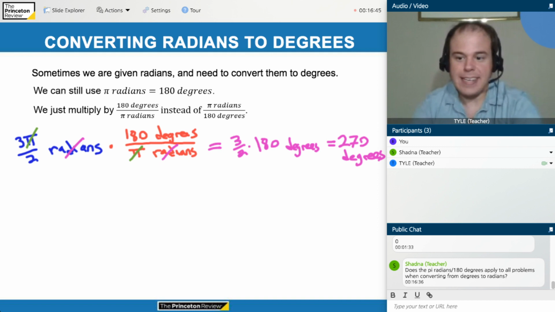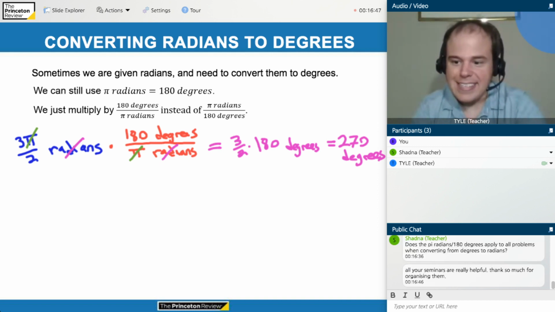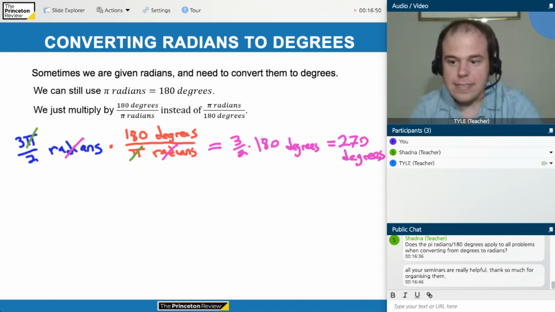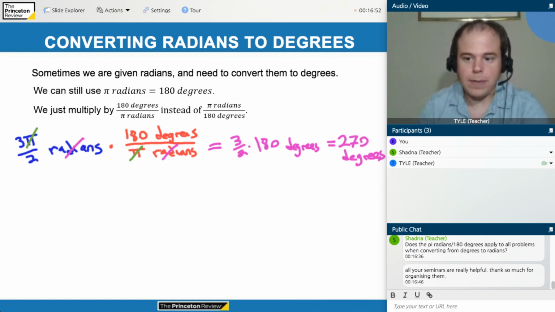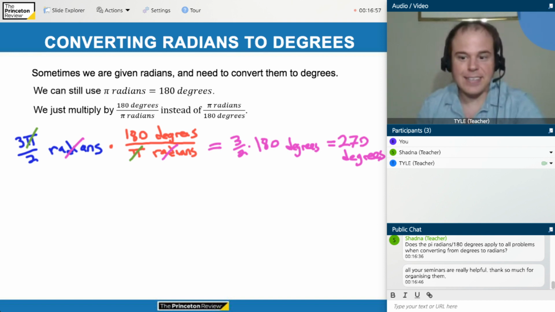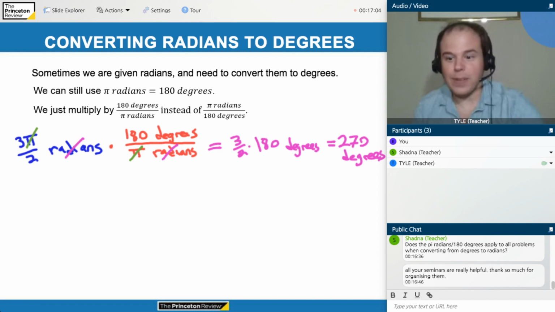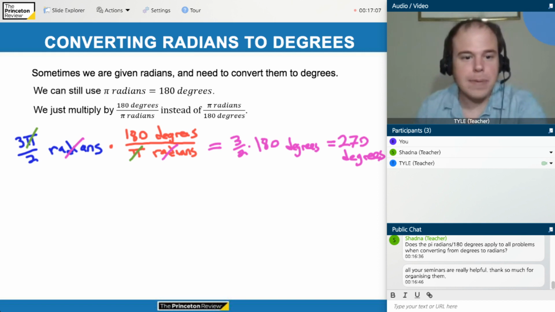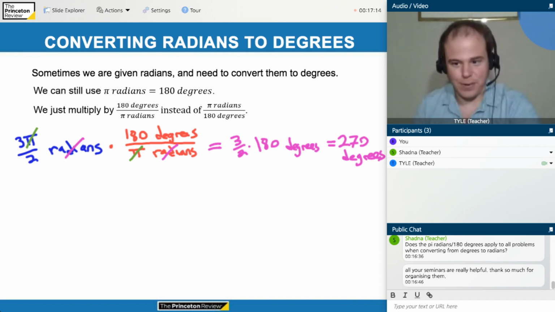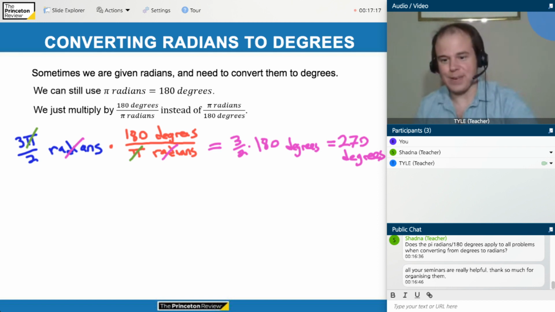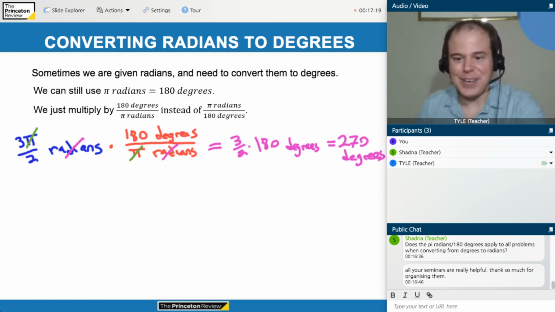So I see we have a question here. Somebody asked, does pi radians divided by 180 degrees apply to all problems when converting from degrees to radians? Yes, that's a great question. And yes, you can always use pi radians over 180 degrees. That will always work. Some people like to use some different sort of conversion. So there are other possible ways to do it, but you always can use pi over 180. And that's my favorite way. So I'd recommend it because it always works.